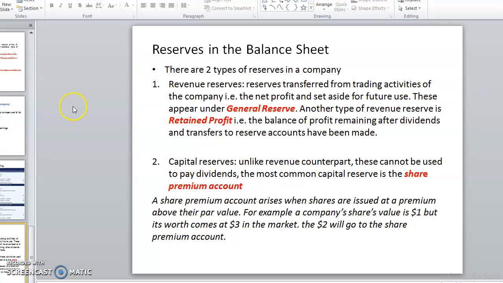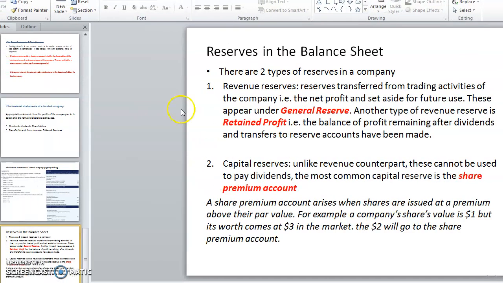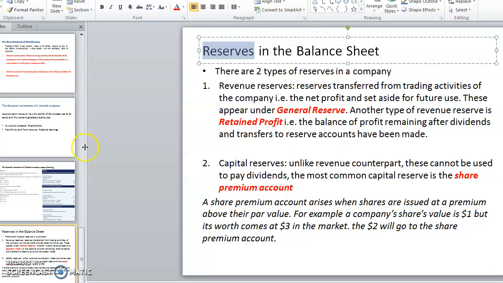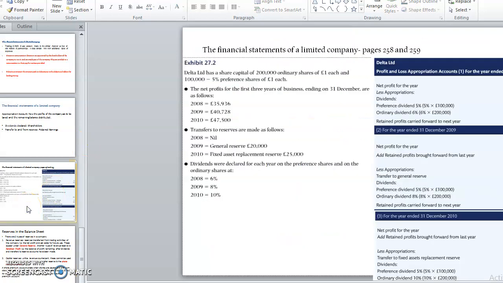Good morning, students. Before we move to the calculations part of this chapter, I wanted to get done with this last section first, which is about the reserves in the balance sheet. You kept coming across this word, reserves, in the previous slides. If I refer to the slide right before this one, in 2009 they said a reserve had been created for 20,000 in the general reserves, and in 2010 there was a reserve created for fixed asset replacement for 25,000.